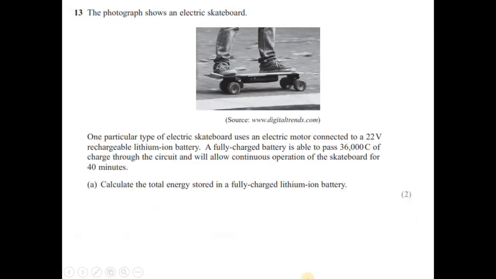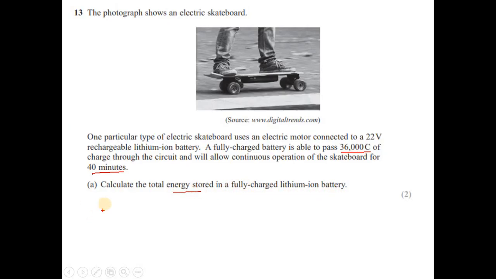Question number 13. The photograph shows an electric skateboard. A particular type of electric skateboard uses an electric motor connected to a 22-volt rechargeable lithium-ion battery. A fully charged battery is able to pass 3600 coulomb of charge through the circuit and will allow continuous operation for the skateboard for 40 minutes. Calculate the total energy stored in a fully charged lithium-ion battery.